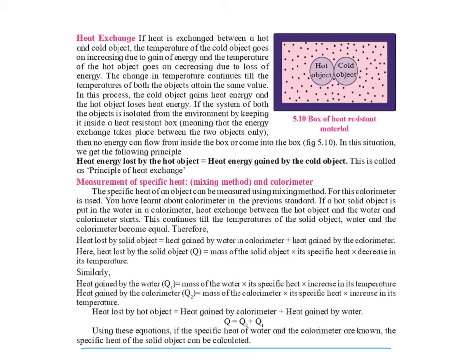So if Q is the heat lost by the solid object, Q is equal to m into c into delta T. And if Q1 is the heat gained by the water and Q2 is the heat gained by the calorimeter, we get the relationship that heat lost by the hot object is equal to heat gained by the calorimeter plus heat gained by the water, that is Q is equal to Q2 plus Q1. Using this equation, with the specific heat of water and calorimeter known, the specific heat of the solid can be calculated. We'll be seeing that when we solve the numericals.